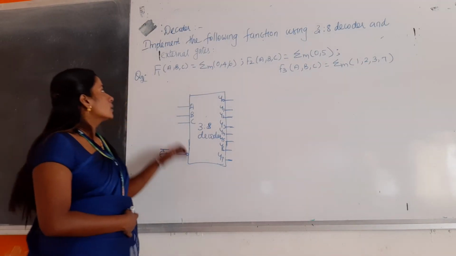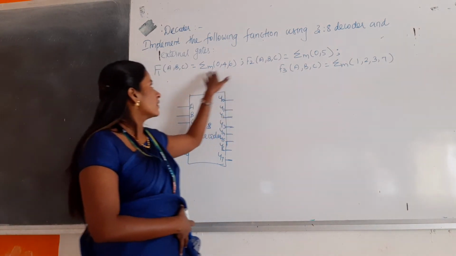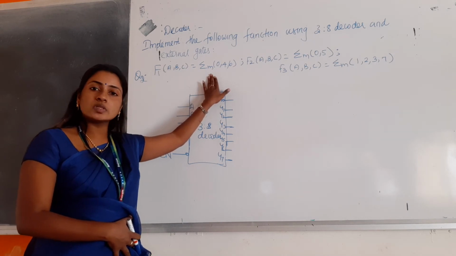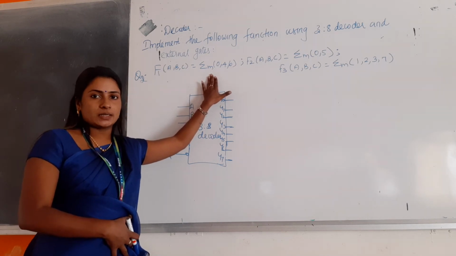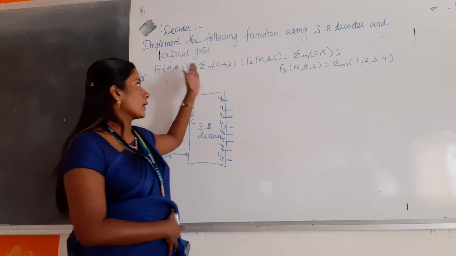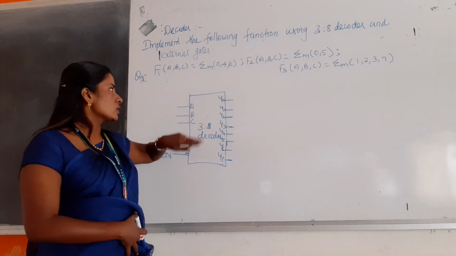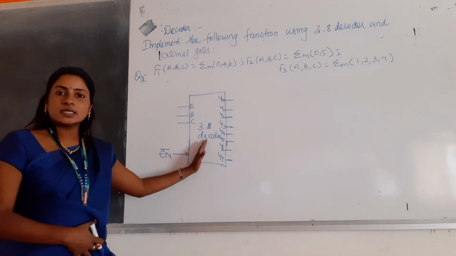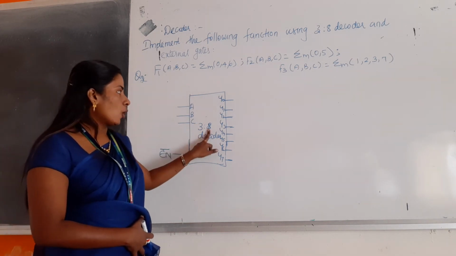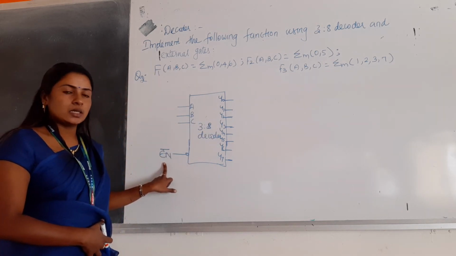Second question. See, 3 functions are given, F1, F2, F3, everywhere min terms are given. Okay, so min terms means which gate we have to use? OR gate. Okay, so how many OR gates are required here? 3 OR gates, one for each function. Okay, so 3 OR gates we have to use, and a 3 to 8 decoder. So 3 selection inputs A, B, C, 8 outputs Y0 to Y7, and to activate this we have enable. Okay.